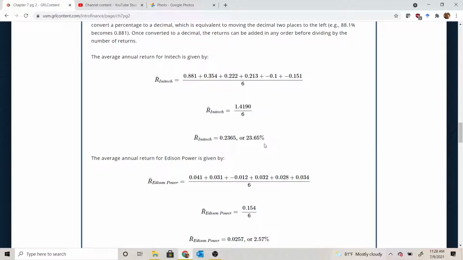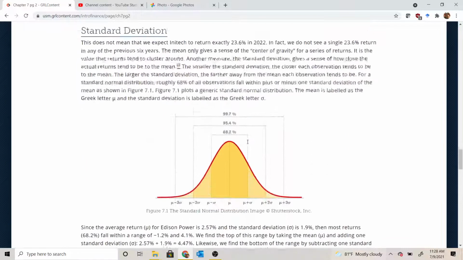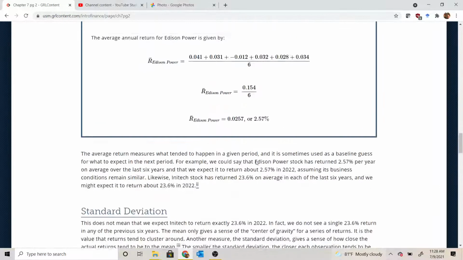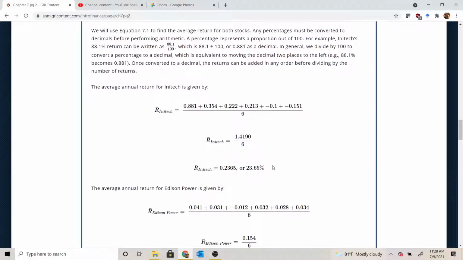Okay, what is that average? That average gives us a sense of the center of gravity of this particular sample of returns. That is, what did the returns tend to cluster around? In fact, if we look at the bell curve just below this, this is just a generic bell curve, it doesn't map this particular data set, but the average or mean would be right here in the center, kind of the center of gravity where most of the returns tend to cluster around. So over this 6-year period for Initech, the returns tended to be about 23.65%. And now what else does that tell us, and what can we use it for?